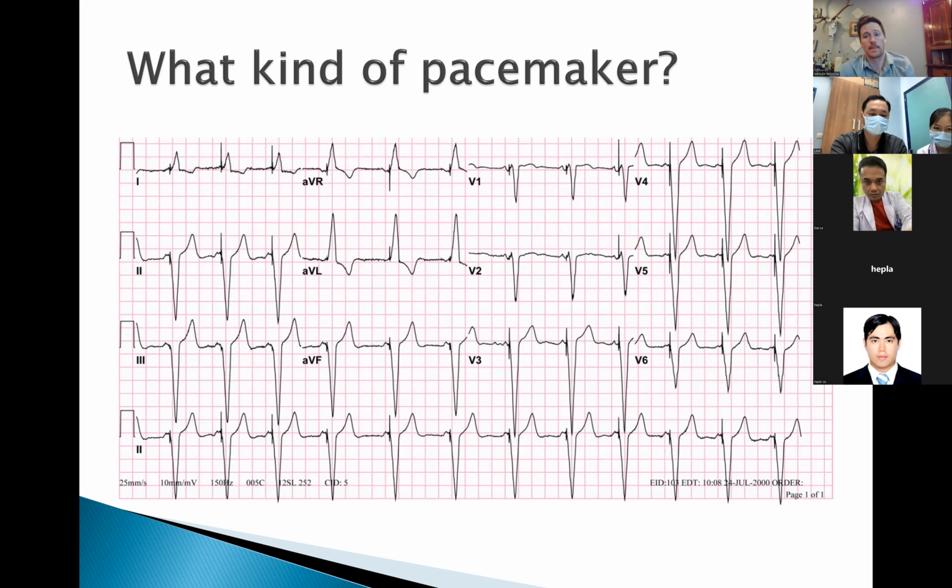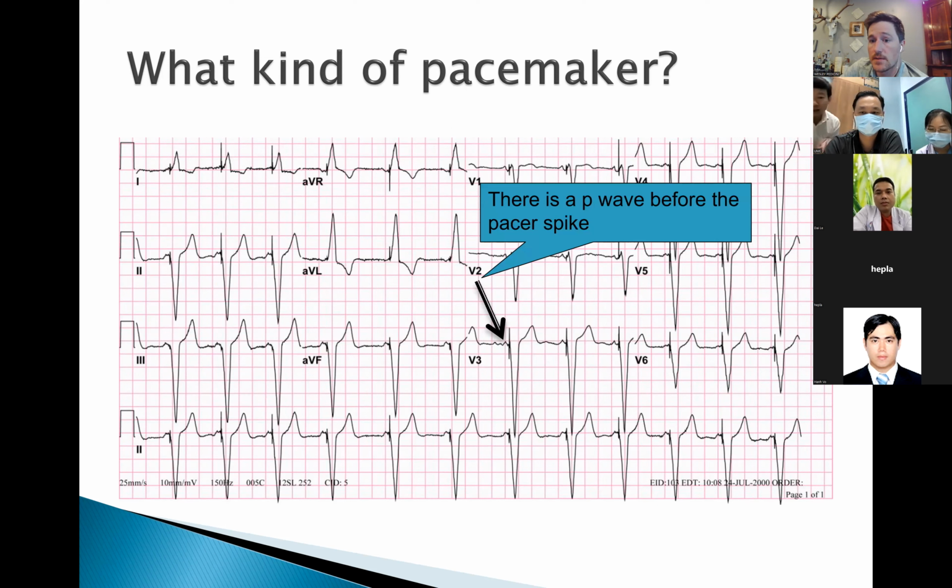So let's take a look at this one. What kind of pacemaker is this? Well, we see our pacemaker spike, and where is it relative to the P wave? There's just one per QRS complex, so it's not a dual sequential, and it's after the P wave. So the P wave is before the pacer spike. So there's probably an issue, right? The patient's atrium is normal, but maybe they have an issue with their conduction pathway. The AV node is blocked or something.